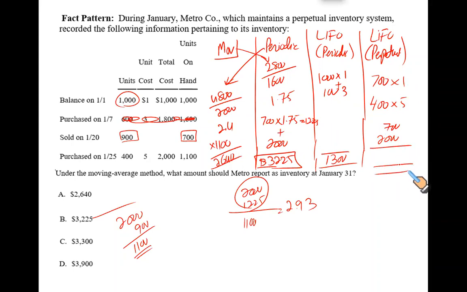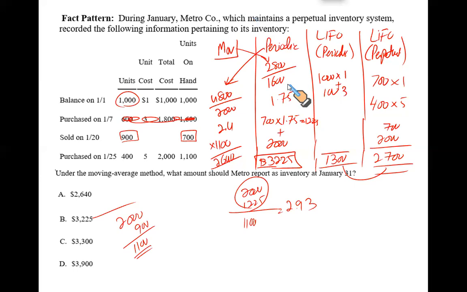Now look at the value of inventory under LIFO perpetual. Huge difference. That is the difference. Under periodic, the numbers are different. LIFO periodic, LIFO perpetual gives you different answers. Average cost periodic, average cost perpetual, they will give you different answers, right? But FIFO periodic and FIFO perpetual, they will give you the same answer. That's the point I wanted to make.